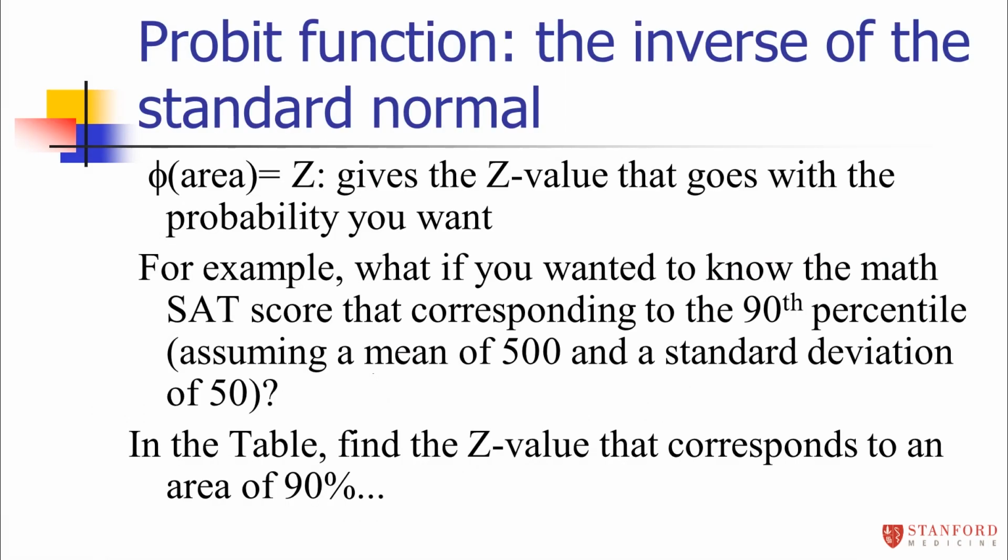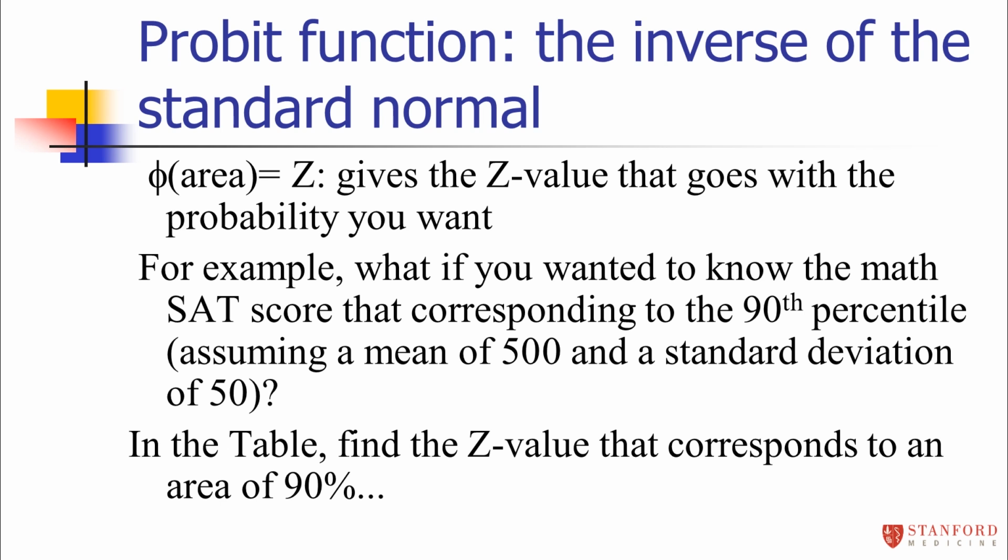The final concept I want to go over with regards to the standard normal curve is that sometimes you aren't given the z. A lot of these problems are set up so that you're given the z and then you have to find the probability. But sometimes the problems go in the other direction. That is, you're given the probability and you have to work back to the z-score.